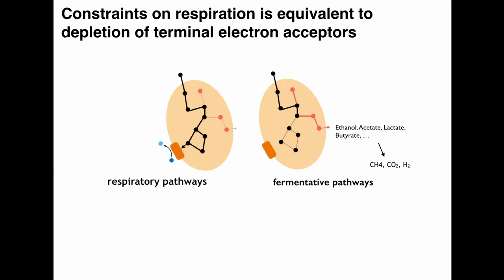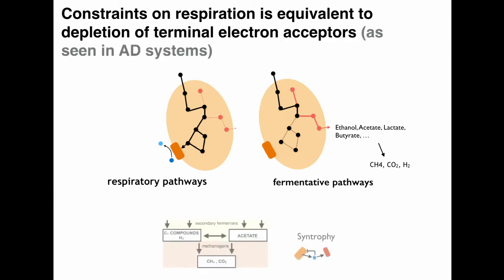especially when, not just because of cellular constraint, but especially when respiratory pathways stop simply because there are no terminal electron acceptors available, right? The respiratory pathway is the part where you dump electrons on a terminal electron acceptor. Usually this is oxygen, but not necessarily always. You can use sulfate, nitrate. But if none of those things are available, you can't do this anymore. The only way you can get rid of electrons is through fermentation.